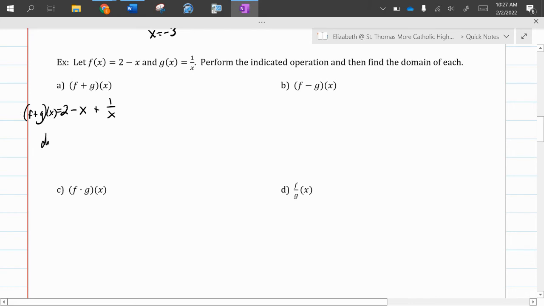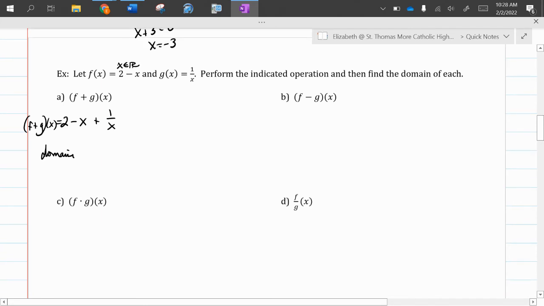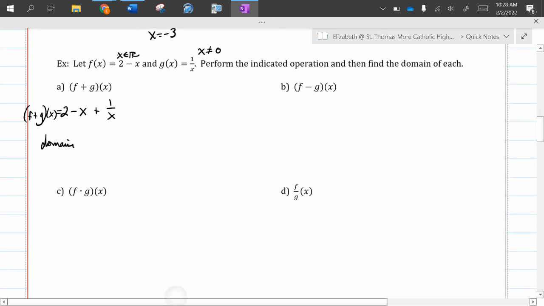And also the domain, when I think about it, let's see. The domain of f is, well, f is a polynomial because it's linear. So the domain of f is all the reals. But what about g? The domain of g is not all the reals because we have an x in the denominator. So we know that for the domain of g, we don't want x to be 0. So therefore, for the domain of our sum, we want everything except 0. Notice the x in the denominator here. We don't want x to be 0.